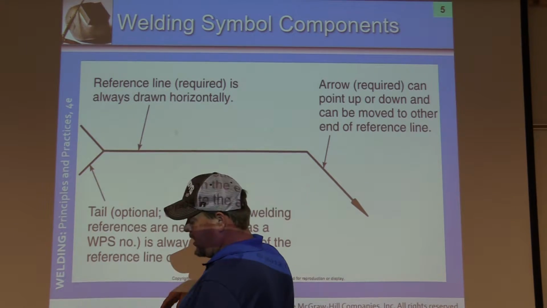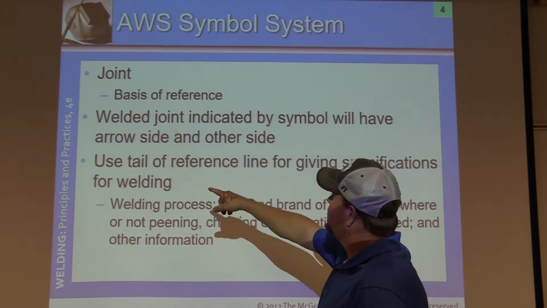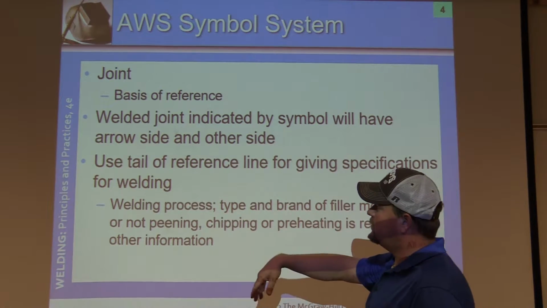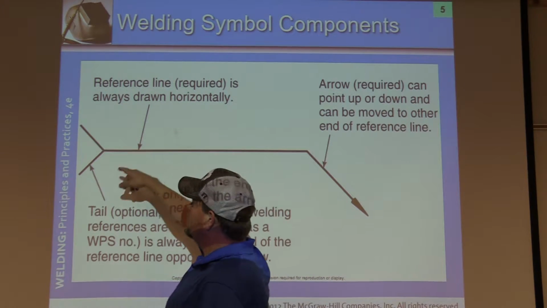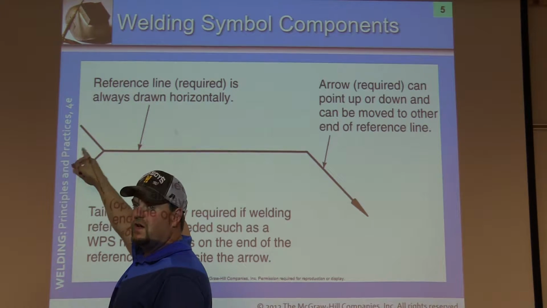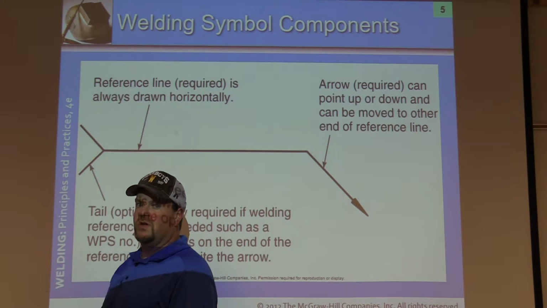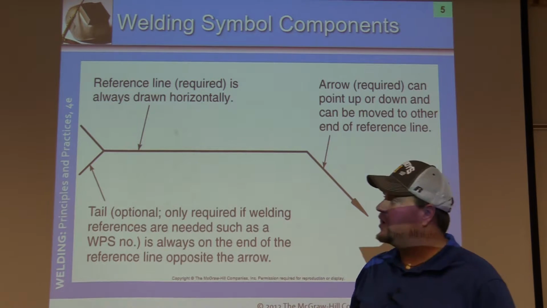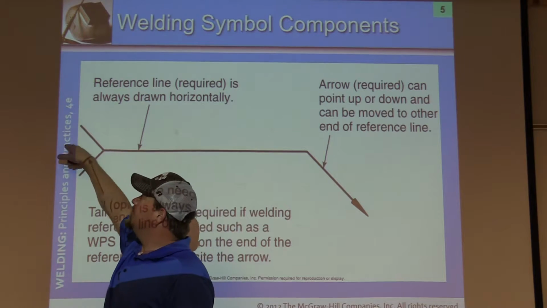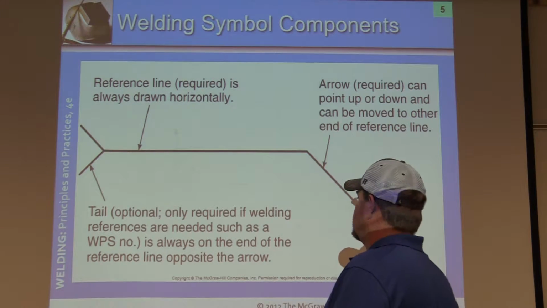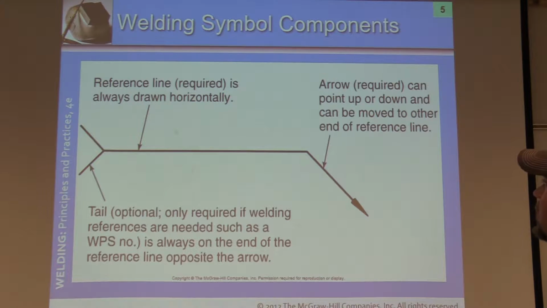This is where we talked about, when we backed up, the tail used for welding processes, type and brand of filler metal, and so forth. So in this case, you might see SMAW, E7018, 1/8 inch. It may just be telling you what filler metal to use. Or it might also send you to reference number 1, and so forth. Okay? We'll break it down some more.